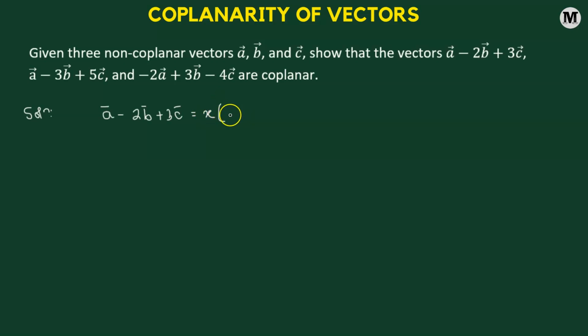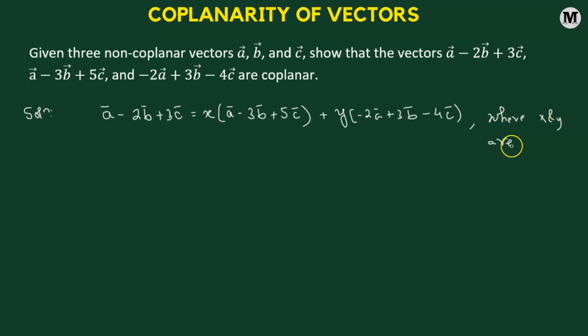That means we'll take x and multiply it with the second vector A − 3B + 5C, added to some scalar y times (−2A + 3B − 4C). Here x and y are scalars. Similarly, if we take the second vector, it can be expressed as a linear combination of the first and the third vector. Or if we take the third vector, it can be expressed as a linear combination of the first and the second vector.